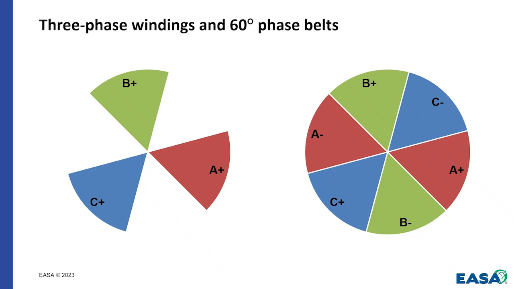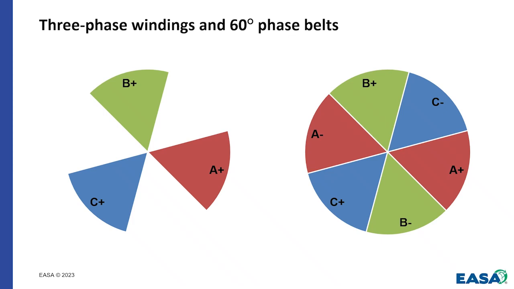When we talk about 60 degree phase belts, for a standard two-pole winding, we would have something like this, right? We'd have 6 groups of coils. Poles times phases would give us 6, and they would be evenly spaced around the stator. So we would have a positive A phase, and then 180 degrees away, we would have another A phase group, but with the opposite polarity. That's our alternating polarity conventional winding.